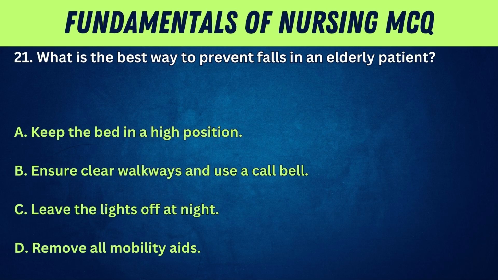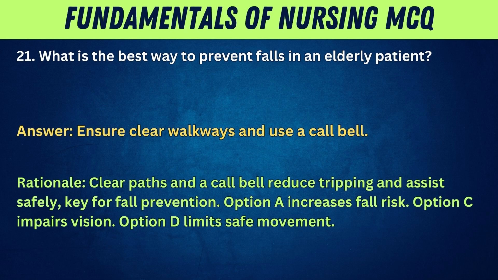21. What is the best way to prevent falls in an elderly patient? A. Keep the bed in a high position. B. Ensure clear walkways and use a call bell. C. Leave the lights off at night. D. Remove all mobility aids. Answer: ensure clear walkways and use a call bell.